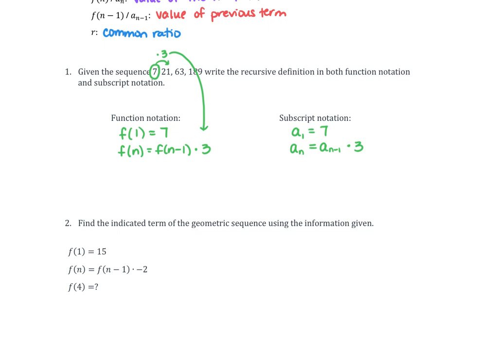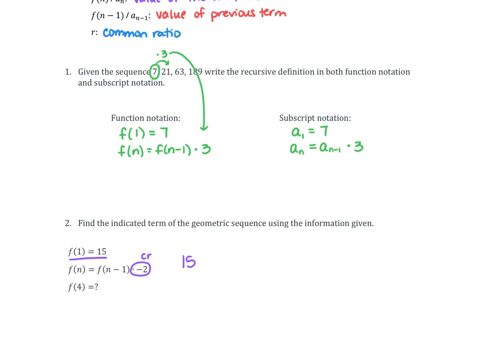I'm going to give you the recursive definition, and now we're going to actually come up with the sequence and find the indicated term. So it says find the indicated term of the geometric sequence using the information given. I'm always going to start first with f of 1 is 15. That tells me my first term is 15. Then it tells me f of n equals f of n minus 1 times negative 2. Really, all that I care about out of that is times negative 2, because remember, that's my common ratio. So with that, I know how my values are going to change in my sequence.